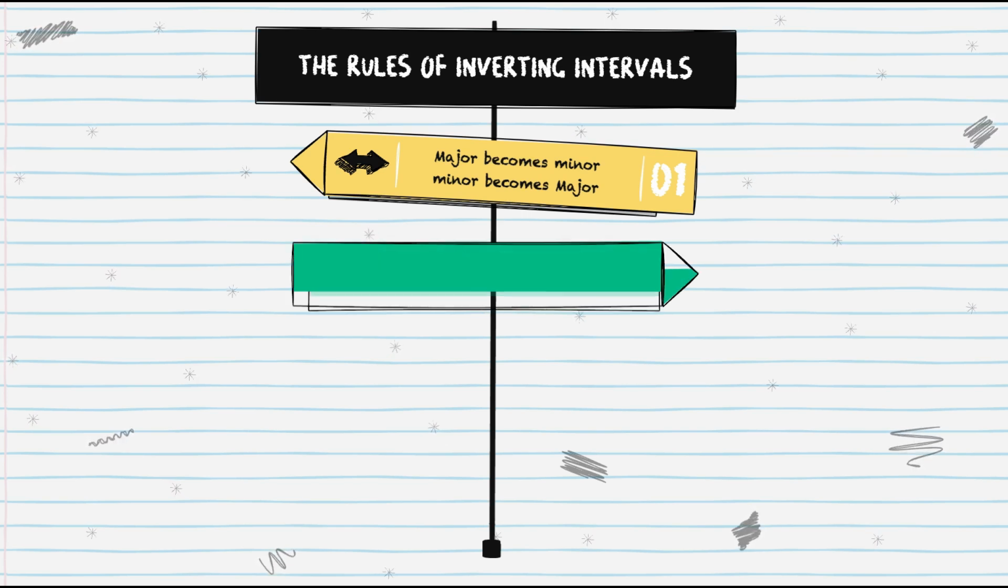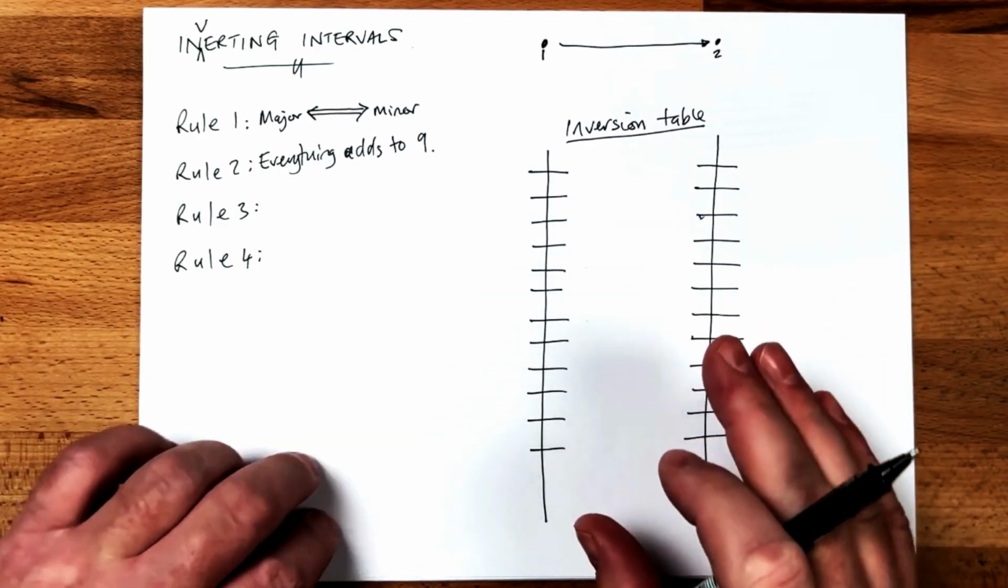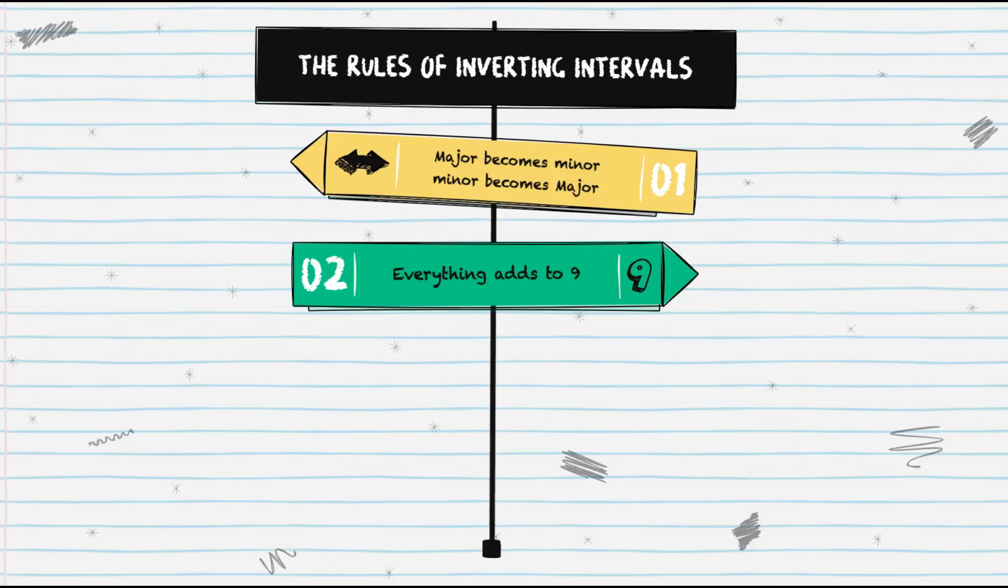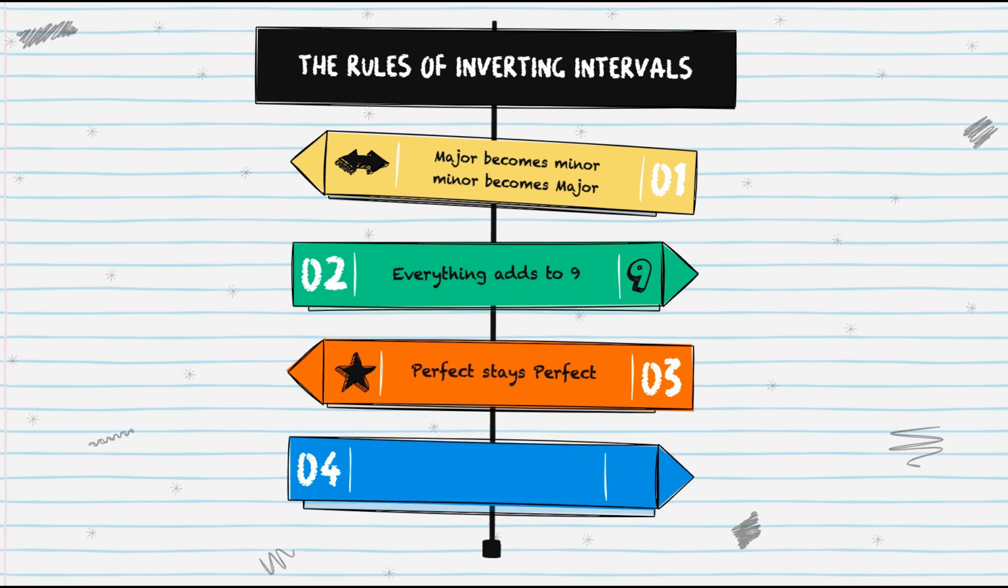The next one is everything adds to 9. That'll become apparent as I start showing you how I am inverting these, and then you'll see there's a beautiful symmetry going on. Something wonderful about music and the way it does this. Rule 3 is perfect stays perfect. Rule number 4 is that sharp does a vice versa as well. We can think of that as becoming a flat. So those are the 4 rules.